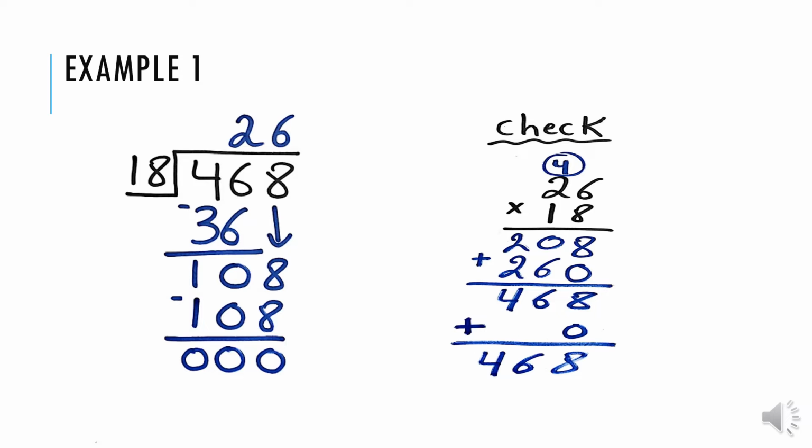Here's the first example. We have 468 divided by 18. The divisor is made up of two digits, so I have to take at least two digits from the dividend in the first step. 18 is less than 46, so I only use two digits. So here I only use two digits in the first step.